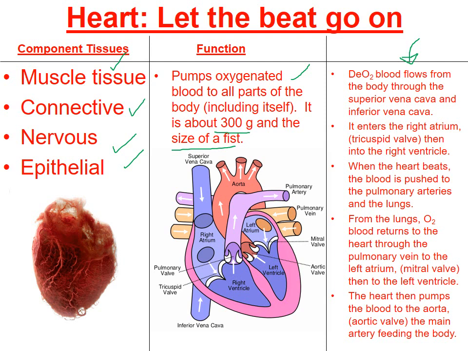Basically, you'll see this DO2. DO2 means deoxygenated blood. It will flow from the body into the heart. The deoxygenated blood is a result of body parts taking oxygen from the blood to use it for cellular respiration. Deoxygenated blood comes into the heart through veins called the vena cava, the inferior and the superior one. The superior one is from the top of the body, the inferior one is from the bottom of the body.